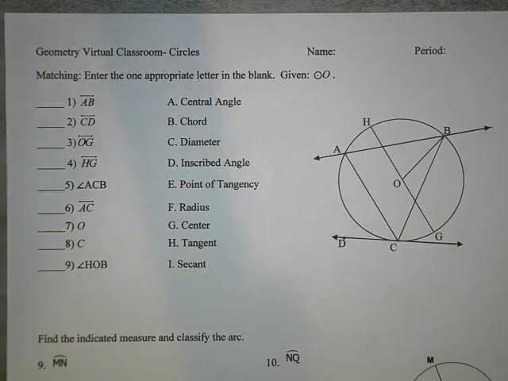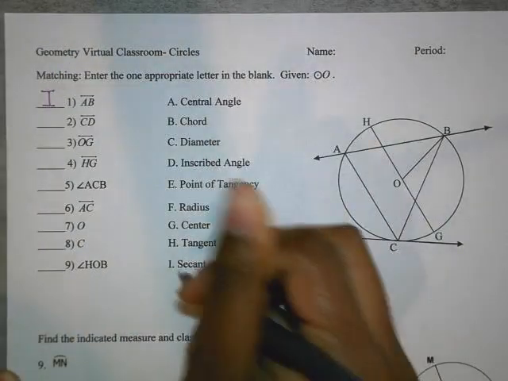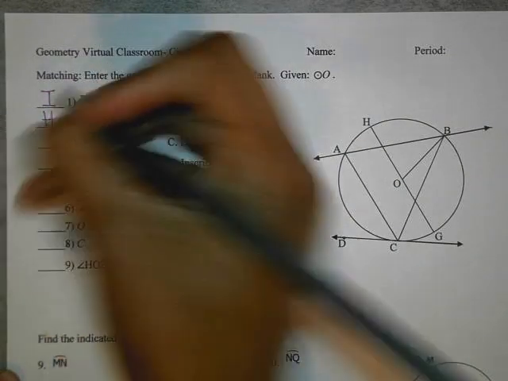So for parts of a circle, our vocabulary is very, very important for this unit. Number 1 is line AB. Line AB is a secant. It goes right through the circle in 2 places. Number 2, line CD. CD is a tangent. That is letter H.